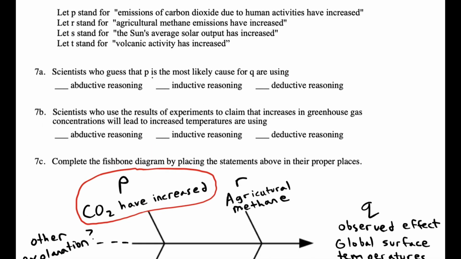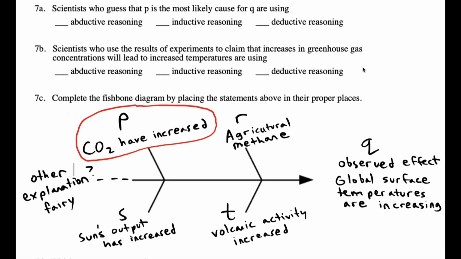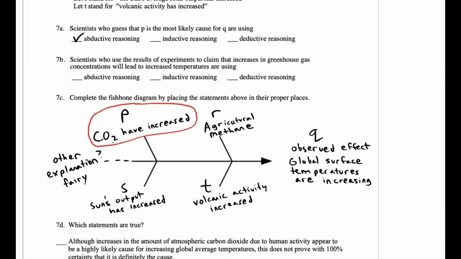When scientists guess that P is the most likely cause for Q, what type of reasoning are they actually using, now that you know the three types? It's abductive.